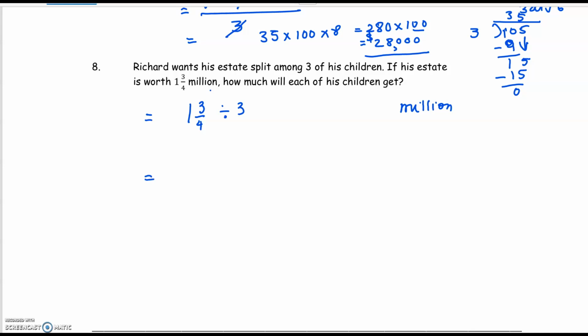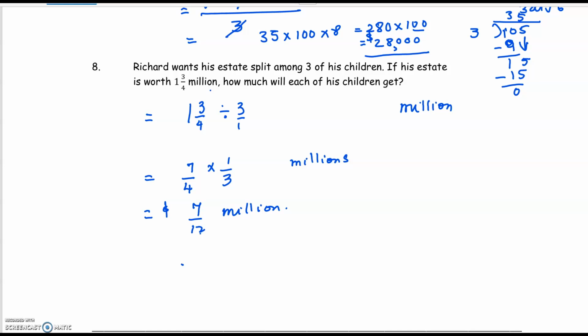So how do you do division? Flip the fraction, change the mixed numbers to improper fractions. 4 times 1 is 4 plus 3, 7 over 4 times 1 over 3. And remember, our answer is going to be in millions of dollars. So this is equal to 7 over 12. Nothing cancels, so it's 7/12 of $1 million. Everyone's going to get 7/12 of a million, 7 parts out of 12 of a million.